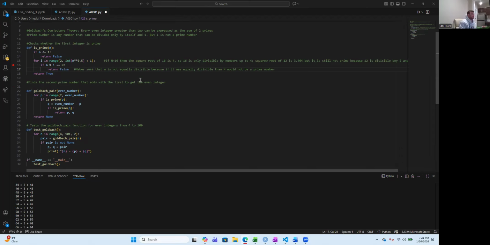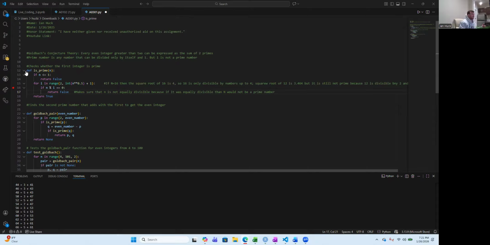Okay, cool. So for our first function right here, we need to take care of the issue that 1 is not a prime number. So if n is less than or equal to 1, it's going to return false. Great. That takes care of that issue. And the second issue that we need to make sure of is that the prime number that we get is not divisible by anything other than itself or 1. And this is the formula that I have.